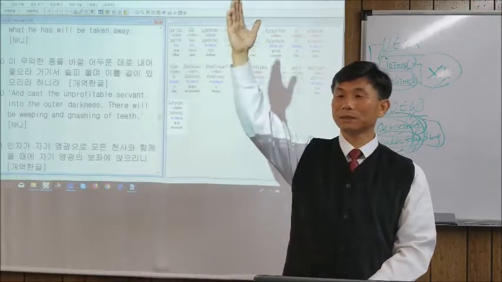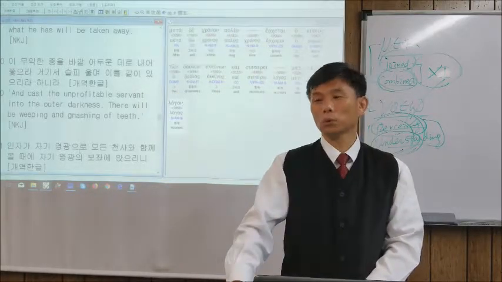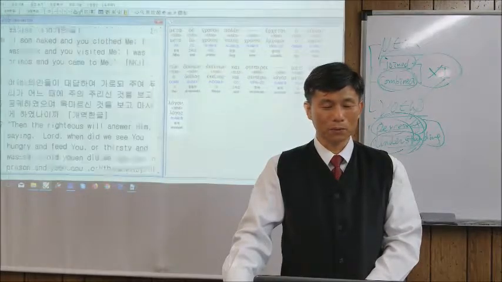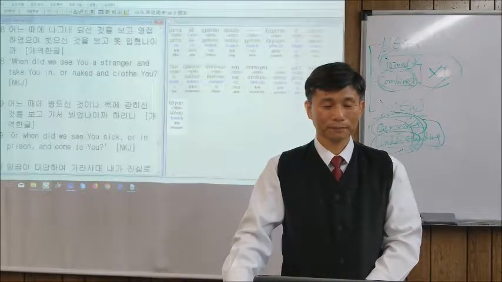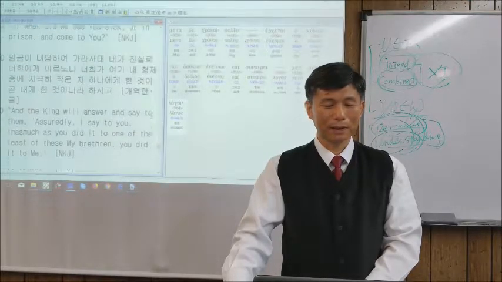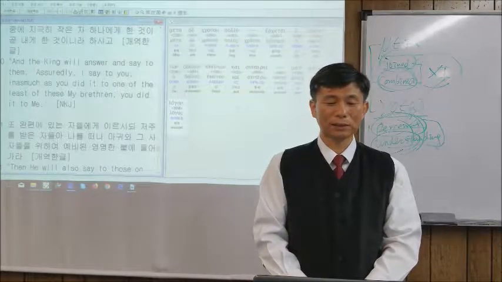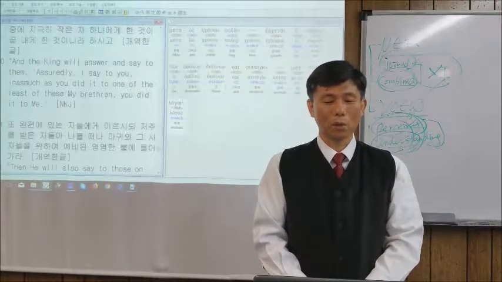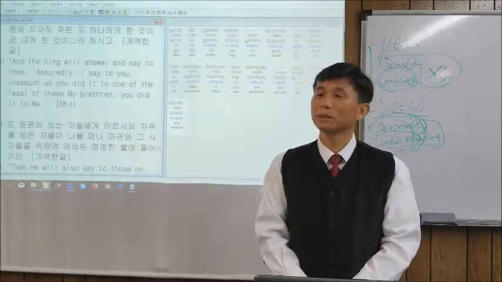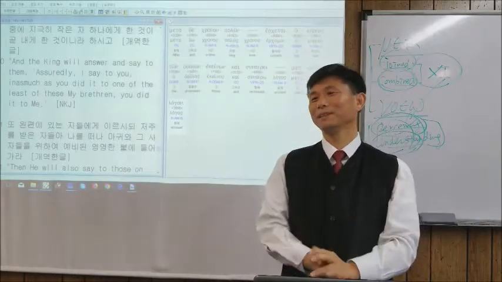So that's the same as what? The five foolish virgins. And the same as what? The goats. What did the goats do? We can go to the goat case. When did we see you a stranger and take you in, etc., right? And then here, the King will answer and say to them, Assuredly I say to you, inasmuch as you did it to one of the least of these, my brethren, you did it to me. So how can I say I love my Lord, my God? By loving the neighbor, right?